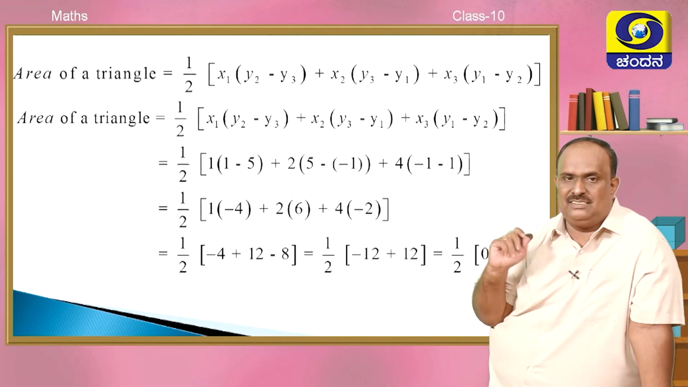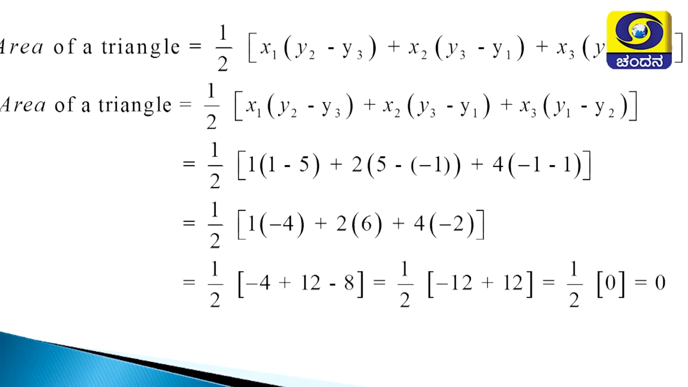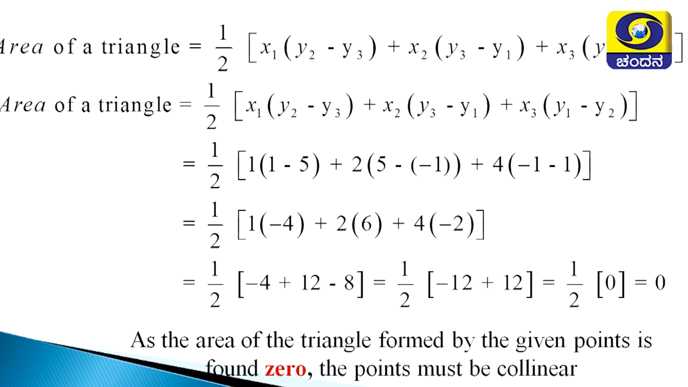Substitute. Oh, I have given twice. No problem. Substitute. Clear? See, what is the final answer? 0. Area of the triangle formed by the given points is observed to be 0. It is found 0. Therefore, the points must be collinear.